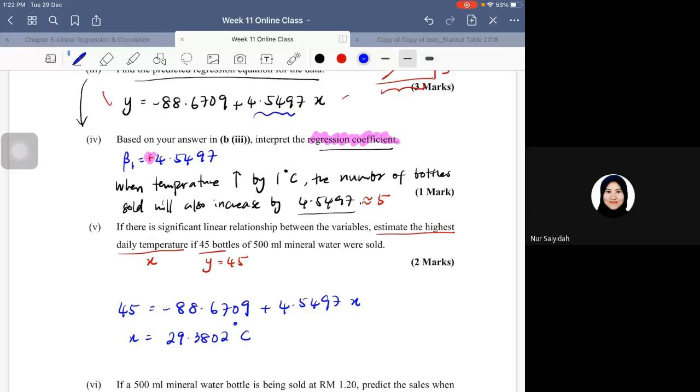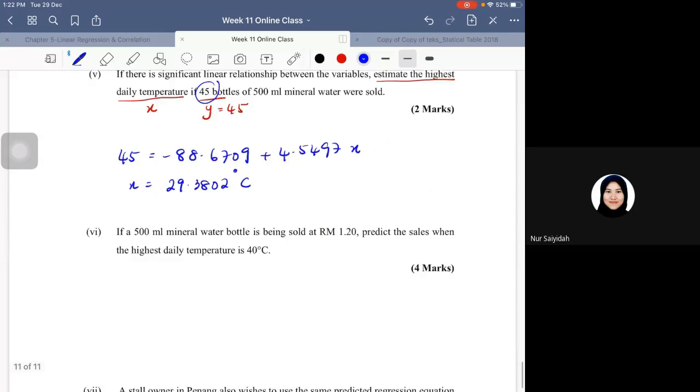So we predicted using our model. We can predict that if 45 bottles are sold that day, it means that the highest temperature on that day is 29.3802 degrees Celsius. So that is what we're calculating over here.